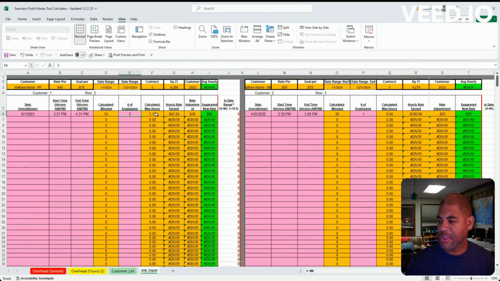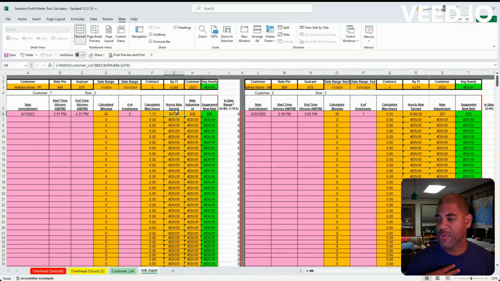That actually comes out on a decimal to 1.13 hours. With 2 people, it's not just 34 minutes. It's actually going to be 68 minutes. So when you divide that out as a decimal, it comes out to 1.13. That comes out to an earned rate of $43.24. We didn't do too good. This 43 is lower than this 79.